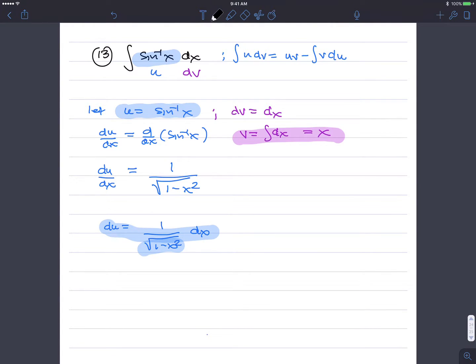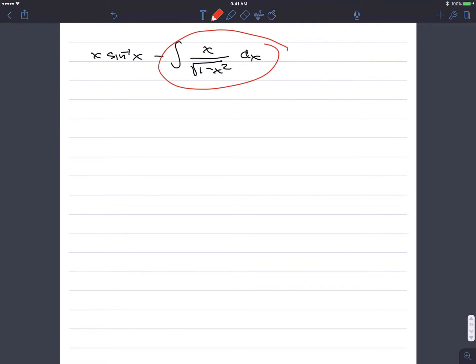We end up getting x inverse sine x minus the integral of v, which is x, times my du. Now du is 1 over the square root of 1 minus x squared dx. It gets a little cumbersome down here when I try to write this. So notice what this gives us: x inverse sine x minus the integral of x over the square root of 1 minus x squared dx. This is what we need to integrate.